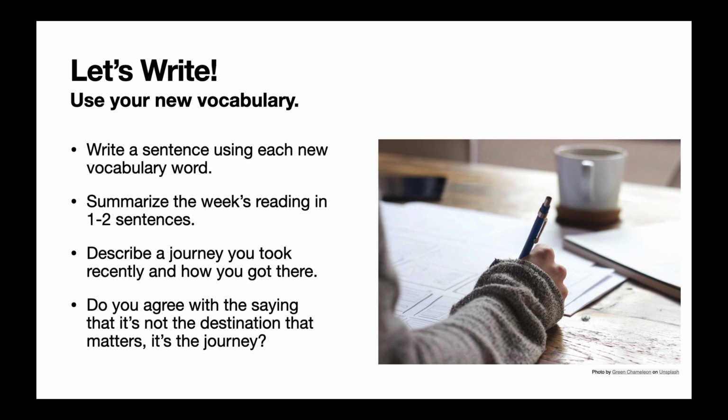So that's it for today's writing and vocabulary lesson. To really practice your writing, let's write a sentence using each new vocabulary word, including those synonyms and opposites. Summarize the week's reading in 1 to 2 sentences. And then let's write 2 paragraphs. In the first paragraph, describe a journey you took recently and how you got there. And for the second paragraph, answer this question. Do you agree with the saying that it's not the destination that matters, it's the journey?